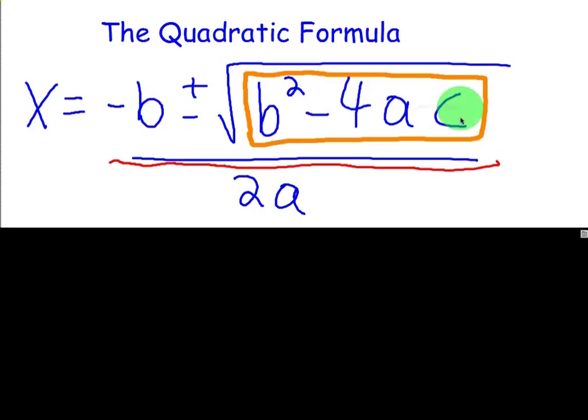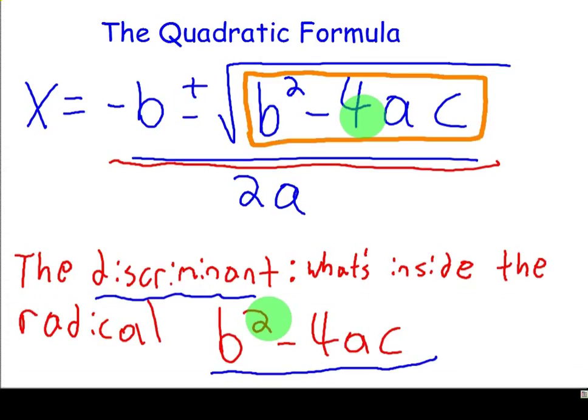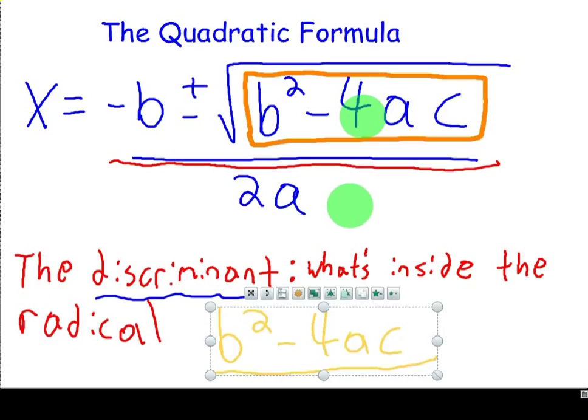Okay? And it's going to tell you how many solutions your equation has, your quadratic equation. The discriminant is what's inside the radical, which I outlined. So it's b squared minus 4ac is the discriminant. Let's see if I can. So, whoops, that right there.